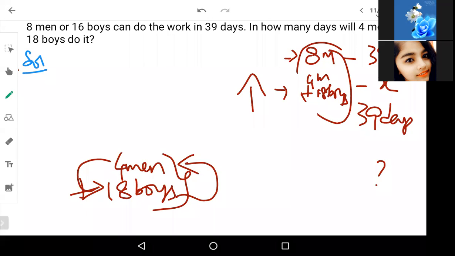Right? So if the number of men increases, will the number of days increase or decrease? Will this X increase or decrease? More people are working. Will the number of days decrease or increase? Decrease. Correct? Very good. So which proportion is this, direct or inverse? It will decrease, that is the right answer. Inverse proportion.